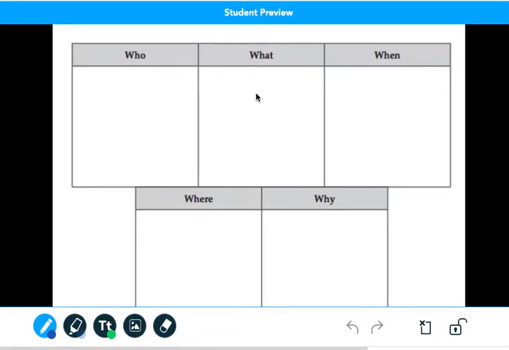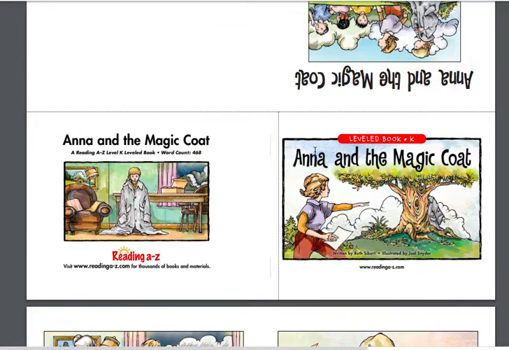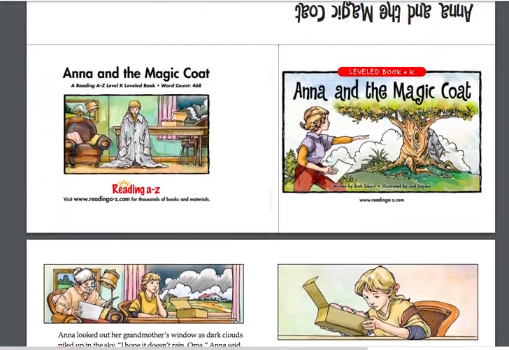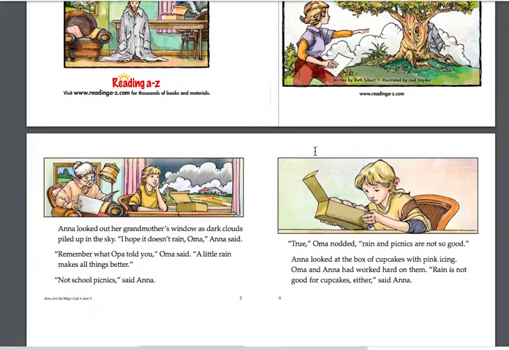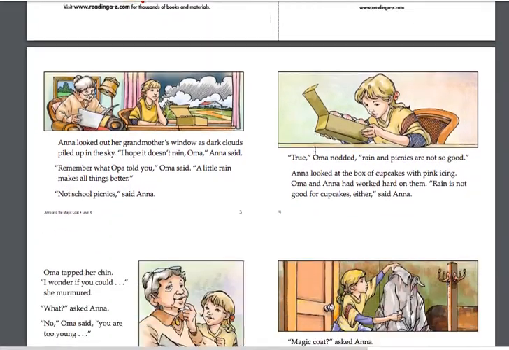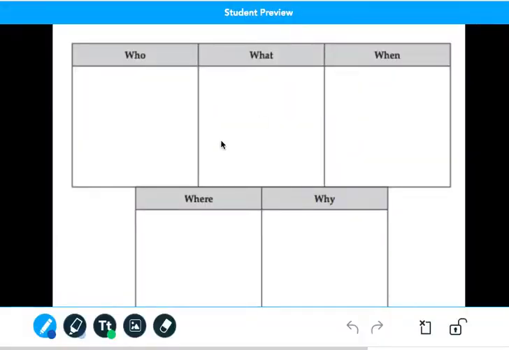So all of these questions, we're going to try to fill in based on what we know in the story, okay? So I'm going to go back to the book. Oh, Anna and the Magic Coat. Yeah, that's the name of it. Okay. So the first question is who? So who is a person? So in this story, who is our story mainly about? I think that one's pretty easy. That's Anna.